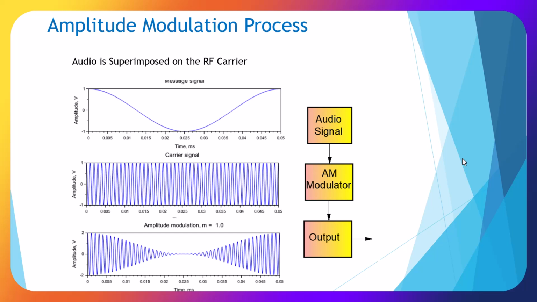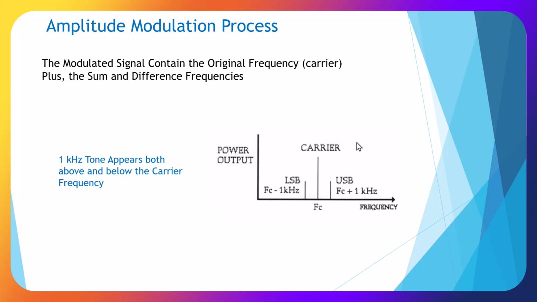Okay, amplitude modulation process. Audio is superimposed on the RF carrier. So here we have our audio signal. Our carrier signal goes into the AM modulator, and our output is this modulated AM signal. The modulated signal contains the original frequency, the carrier, plus the sum and difference frequencies. So here we have the lower sideband and the upper sideband, which is about 1 kilohertz.